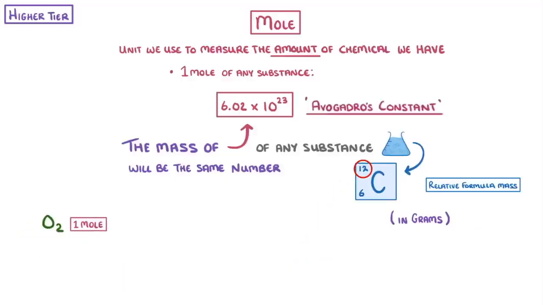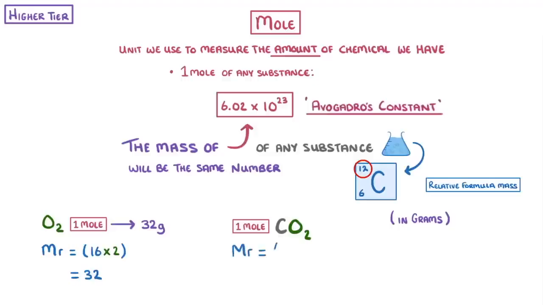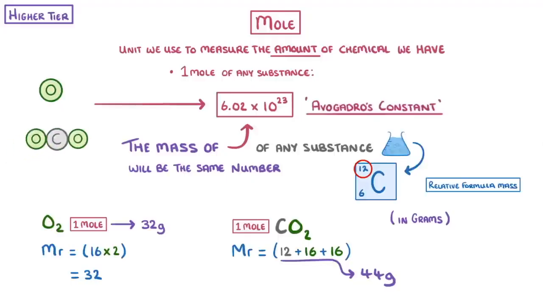Meanwhile, 1 mole of oxygen, which has the relative formula mass of 16 times 2, so 32, would weigh 32 grams. Or 1 mole of CO2, with a relative formula mass of 12 plus 16 plus 16, and so 44, would weigh 44 grams. But in all these cases, there would be 6.02 times 10 to the 23 atoms or molecules.